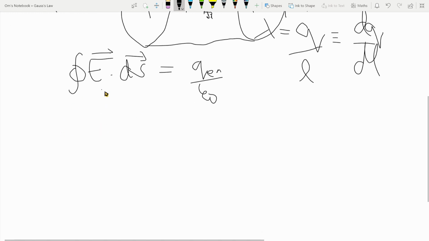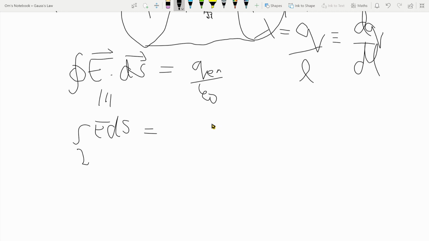So let me just write that down. This is equivalent to, I can remove the closed integral sign because it's not a closed integral anymore. This is equal to the integral for surface 2, my bad, of E ds, is equal to Q enclosed by epsilon naught. Now what is this Q enclosed over here? We can further write this as lambda, that is the charge density, times the length.